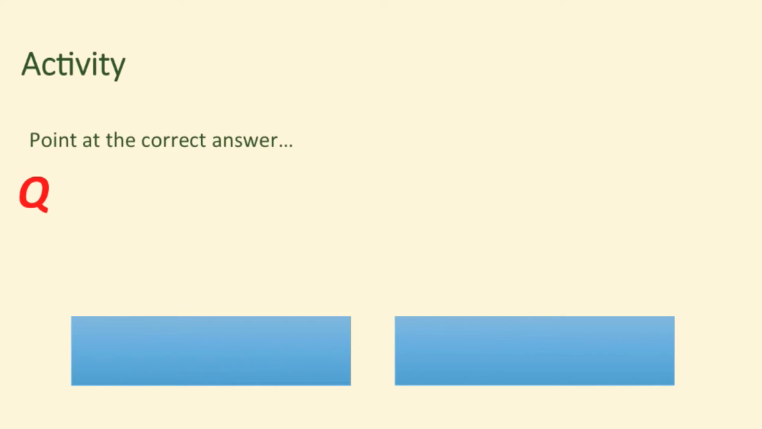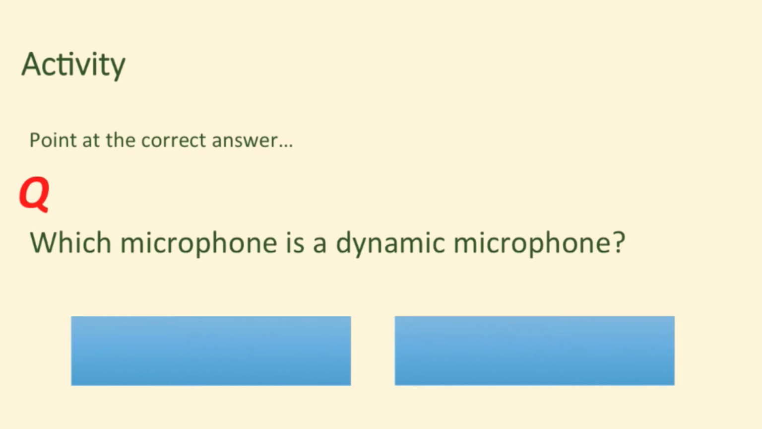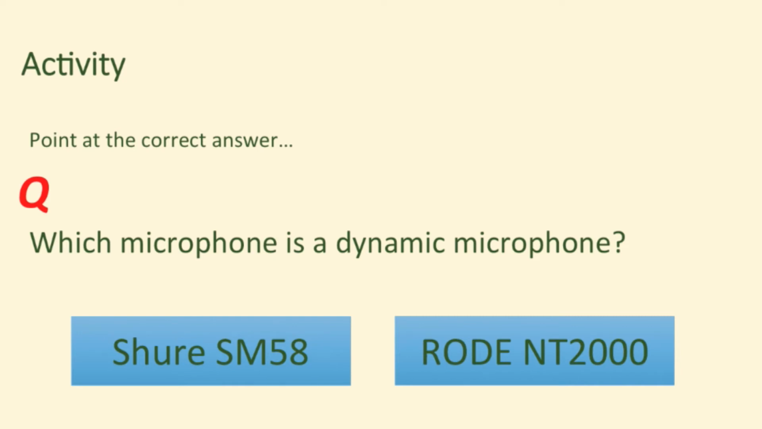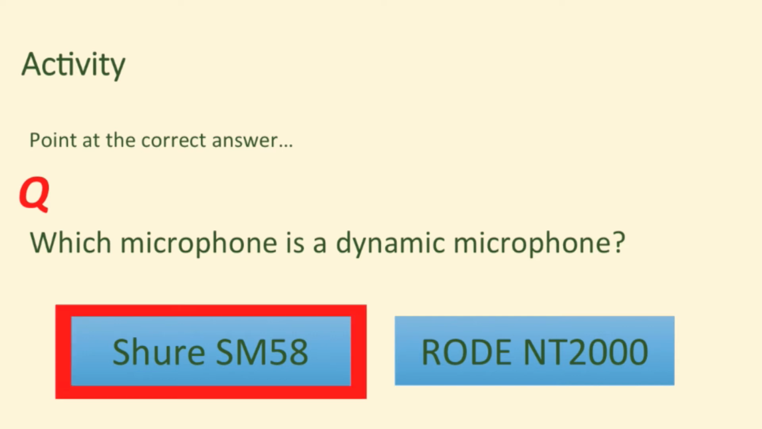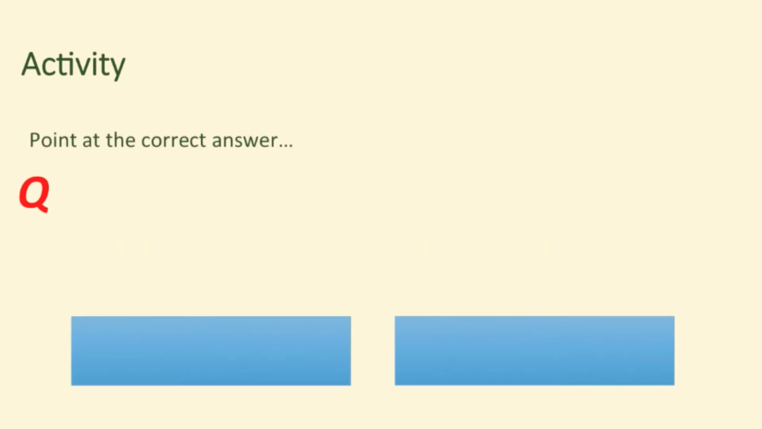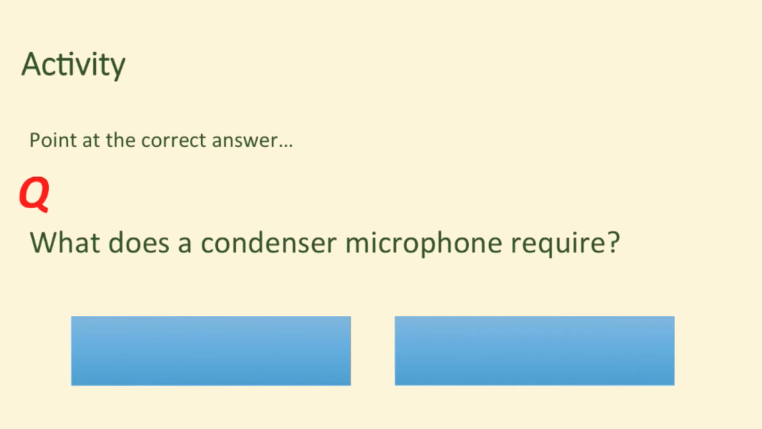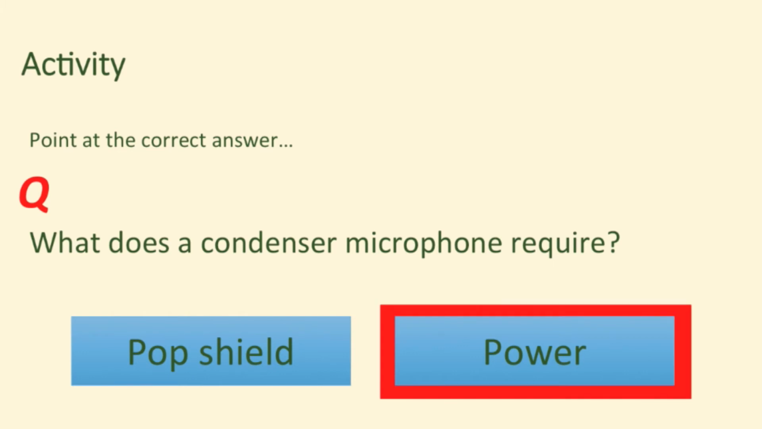Okay, I'd now like you to point at the correct answer to the following question. Which microphone is a dynamic microphone? Is it a Shure SM58 or a Rode NT2000? Point at the correct answer now. Shure SM58 is a dynamic microphone. Point at the correct answer. What does a condenser microphone require? Is it pop shield or power? Point at the correct answer now. A condenser microphone requires power.